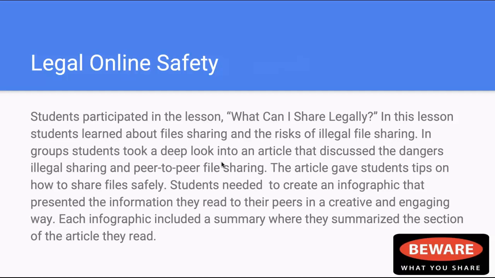In group, students took a deep look into an article that discussed the dangers of illegal sharing and peer-to-peer file sharing. The article gave students tips on how to share files safely. Students needed to create an infographic that presented the information that they read to their peers in a creative and also engaging way. Each infographic included a summary where they summarized the section of an article that they read.